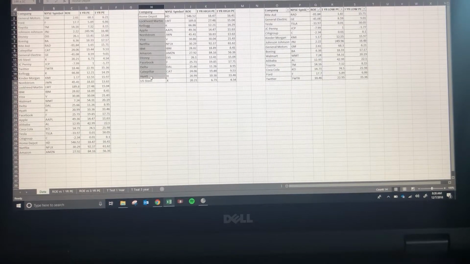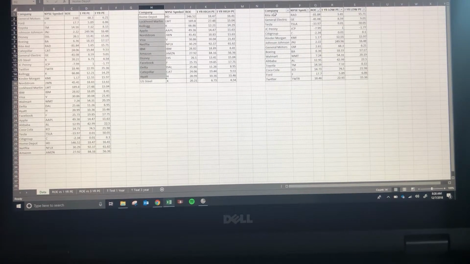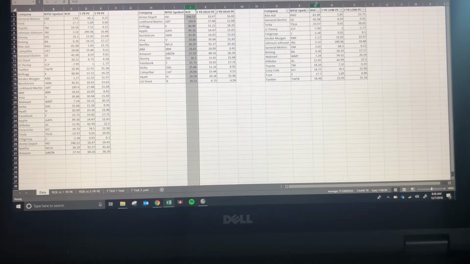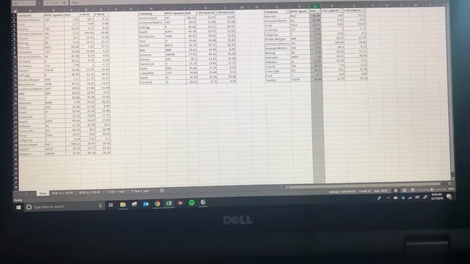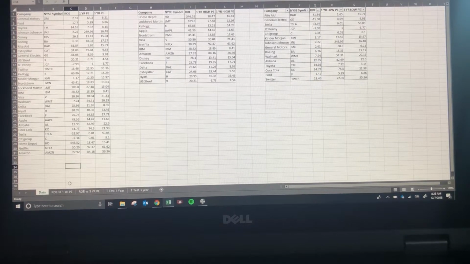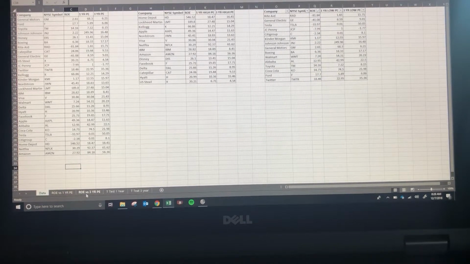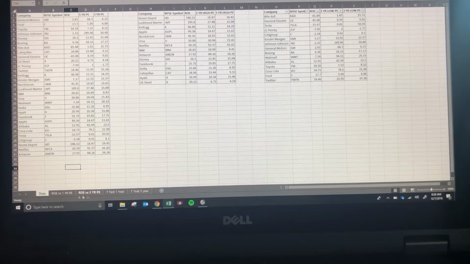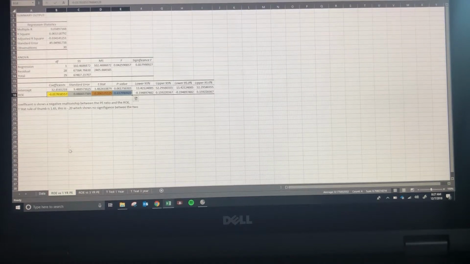So these two columns that we'll see on the last two tabs are for the 15 highest ROEs and then the 15 lowest ROEs. The regressions that we ran on the first two tabs are the ROE versus the first year and the ROE versus the 3-year period of PE ratios.